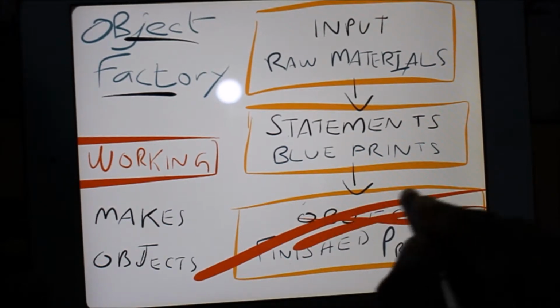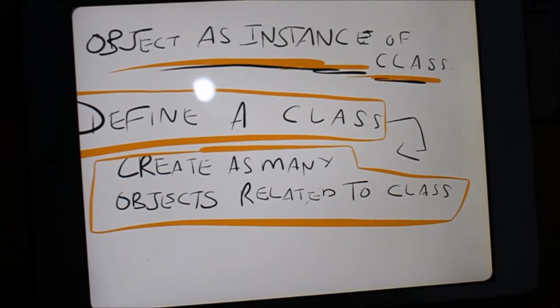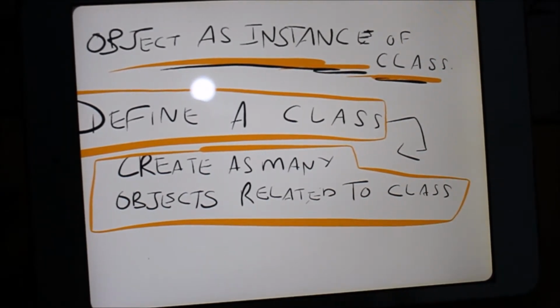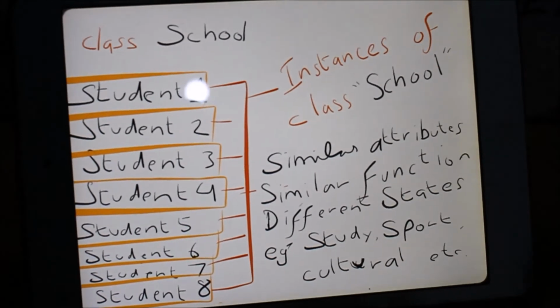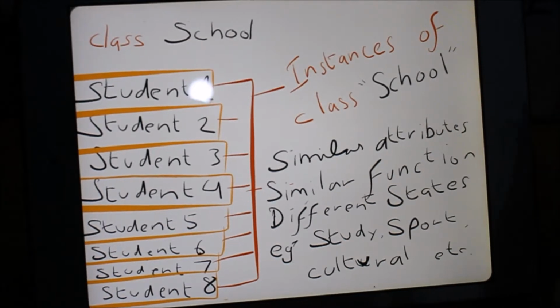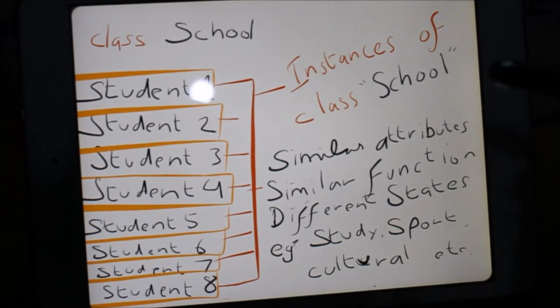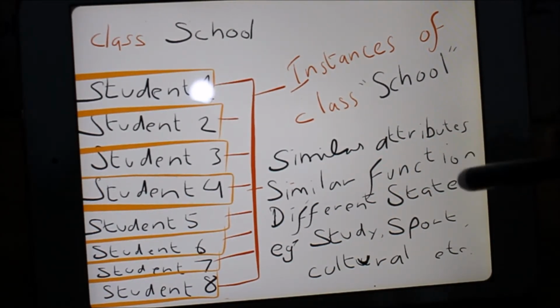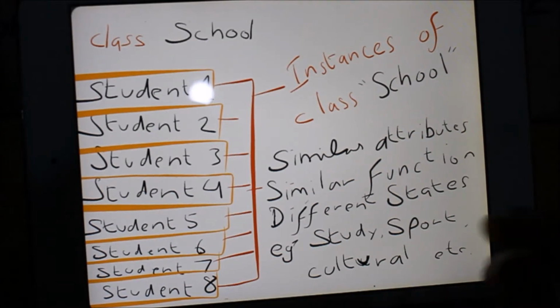Okay, objects. Now, object as instances of a class. So when we define a class, we can create as many objects related to class. For example, in a school, you can have how many other students and teachers you want. Take the class school. There student 1, student 2 through 8. Student 1 to 8, they are all instances of the class school. They have similar attributes, similar functions, but they are in different states. That is, student 1 may be in a study state, student 2 may be in sports state, student 8 may be in cultural state, etc.